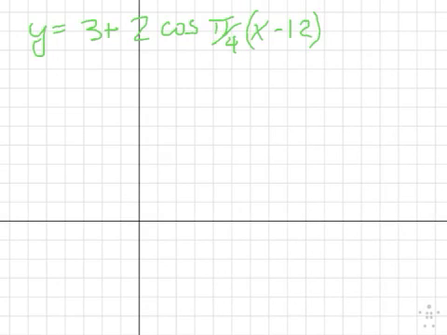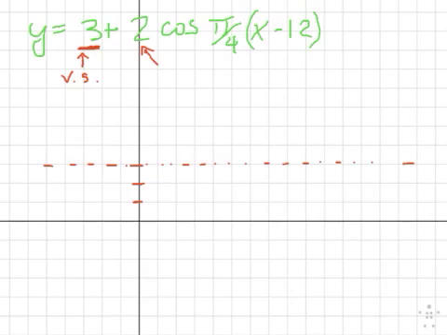Let's graph this cosine graph. Quick review here. We've got this right here is the vertical shift, so it's going to shift 3 up. So let's just do that right now. 1, 2, 3. There's my new center line. I like to draw my center line in.